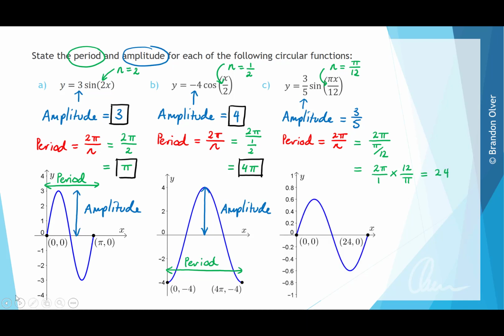So on the sketch of this graph, we can see that our amplitude is between the mean y value, which is y equals 0, and the maximum, which is 0.6. And 0.6 is just the same as 3 over 5. So usually I'd just suggest you leave that as the fraction, which we said before was 3 over 5. And now if you go between 0 and 24, which is this interval here, that's the period of the graph. And previously we found that to be 24.